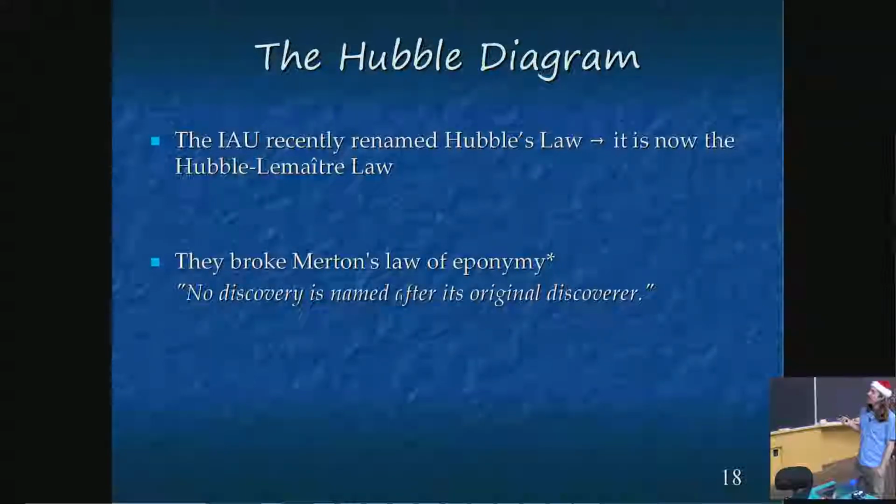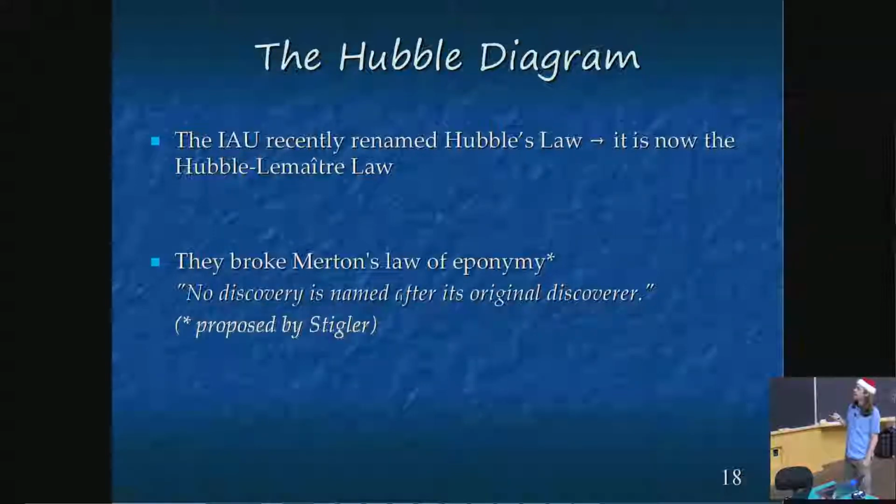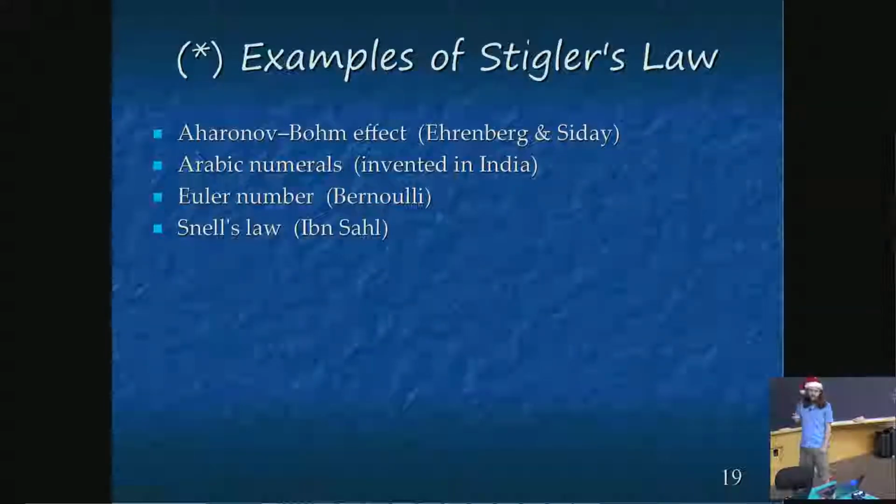And by doing that, they broke Merton's law of eponymy. I don't know if you know about Merton's law of eponymy. You should know. It says that no discovery is ever named after its original discoverer. It's a law. And to make it recursive, it was proposed by Stigler. So Stigler proposed it and named it after Merton. You can think, well, it's not true, but there are many examples in physics. So there are many examples of Stigler's law.